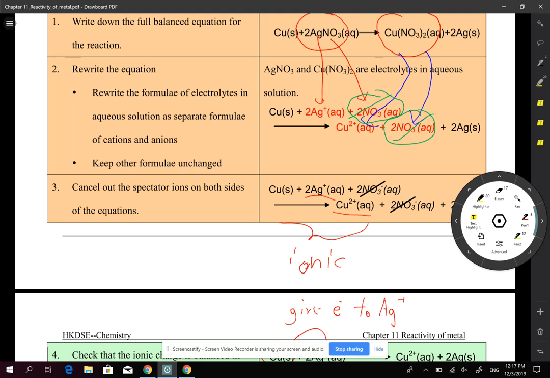What is the charge of Pb? 2 plus. And there are 2 NO3 minus and 2 silver. So which ion is spectator? The nitrate. So remove it. We write the equation and it becomes Pb plus 2 silver ion form Pb 2 plus and 2 silver.